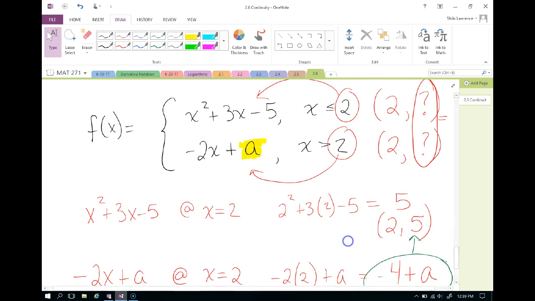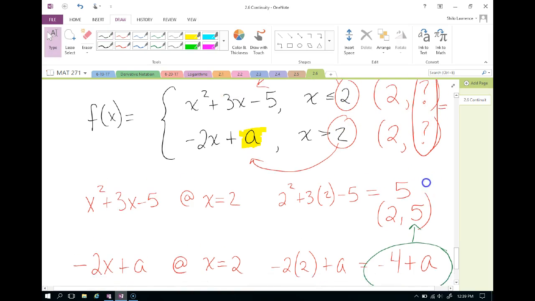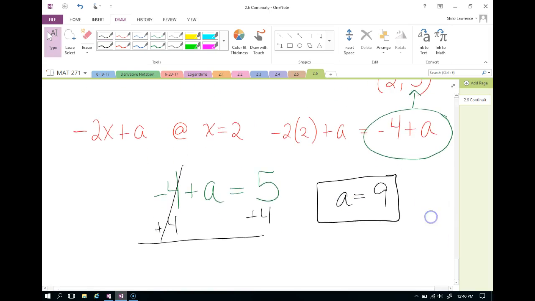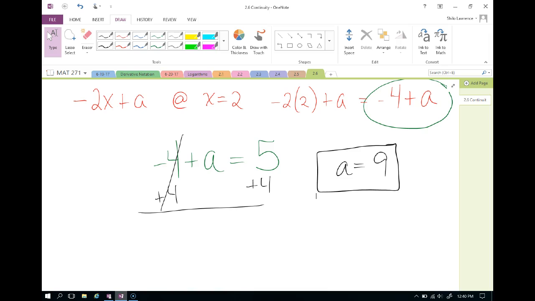So the whole idea is we're already told where we're changing graphs on the x-axis, and to be continuous, we need their y's to be the same. So we can plug in those x's and check on the y's. If the y's match, it's continuous. If they don't match, it's not continuous. And in this case, we can solve to make it continuous.